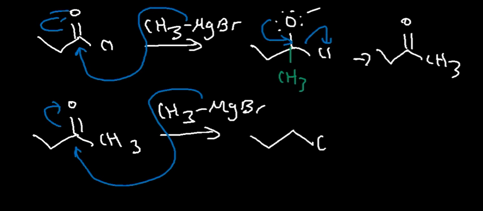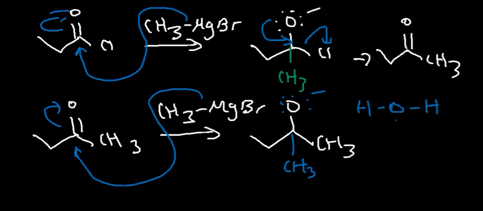So now we have an alkoxide ion, and we also have our second methyl group. At this point, there's no more leaving groups, so the only thing we can do is protonate the alkoxide ion with H3O+. So now what we have is a tertiary alcohol.